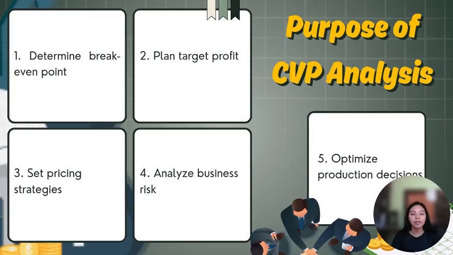Second, plan target profit. CVP analysis helps businesses plan their target profit. It shows nga pila ka units ang kinahanglan ibaligya para maabot ang desired nga income or profit goal. Third, set pricing strategies. Businesses use analysis para makaset og sakto nga pricing strategy. Mag-help ni siya para mabalaan if ang selling price is enough ba to cover costs and still earn profit. Fourth, analyze business risk.